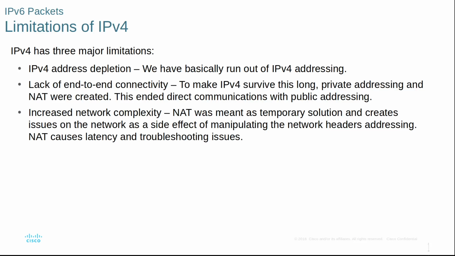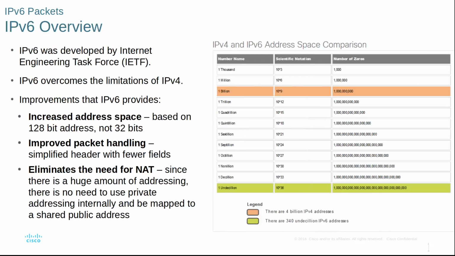Now, NAT was intended as a temporary solution because we ran out of IPv4 addresses, but it creates more issues. Causes latency. It makes it difficult to troubleshoot some things. There's benefits too, but there's side effects. Now, when IPv6 was developed by the IETF, it was developed with the limitations of IPv4 in mind.